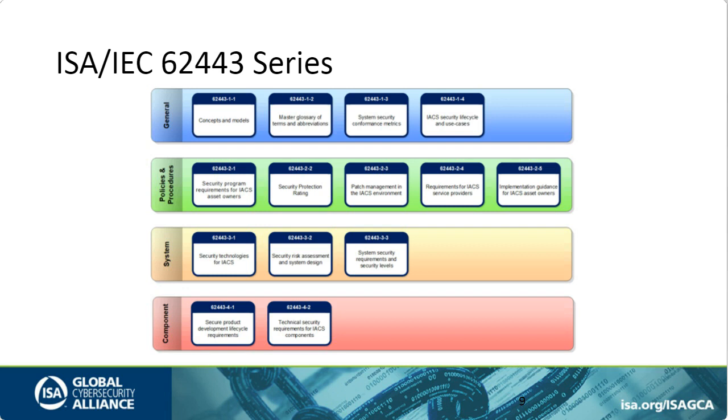The component tier covers the technical security measures related to IACS components. It is used by product suppliers to create IACS components such as embedded devices, host devices, network devices, and software applications. It also includes the security development lifecycle for product suppliers.